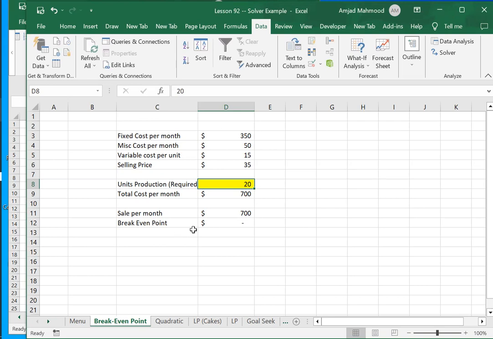Okay. I hope you like this, and it will be useful for doing so many such things. And so we have given you an example of goal seek, a real life practical example. Thank you very much.